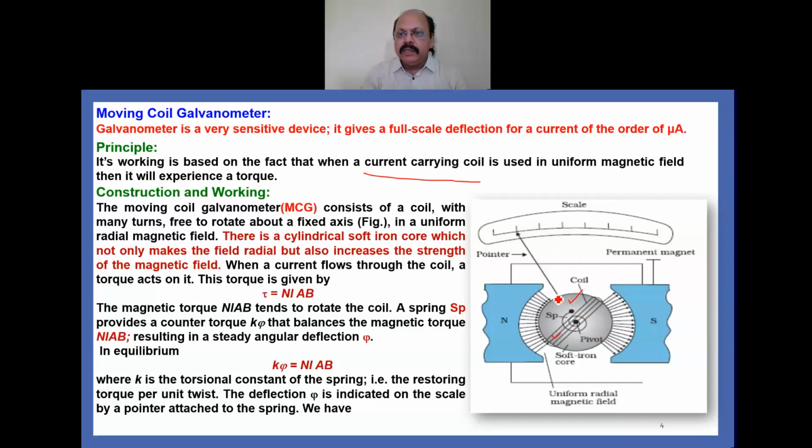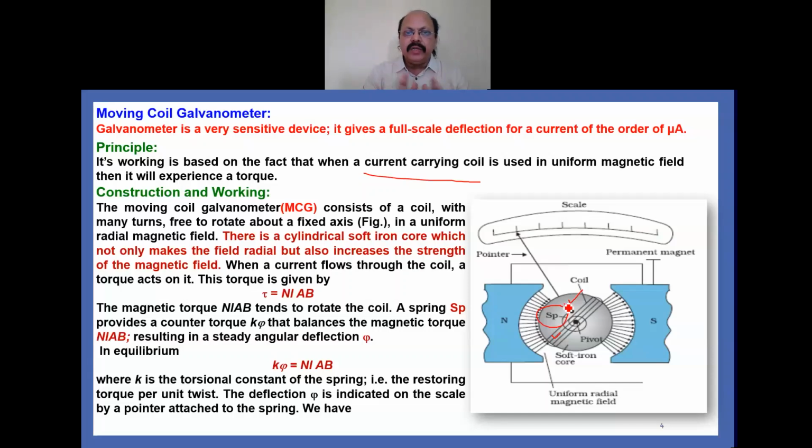Now, this is the pointer and this is a scale. This pointer moves onto this scale so that you can get the current and its direction. This whole apparatus is enclosed in a glass chamber. And there is a spring also provided here. This is the spring SP, which brings the coil to its original position so that the pointer comes to its original position. That is, the spring is used for restoring the position of the coil.